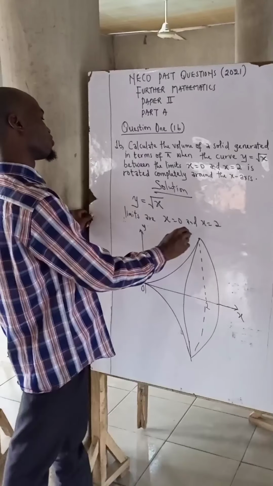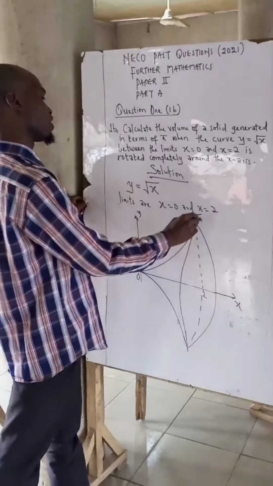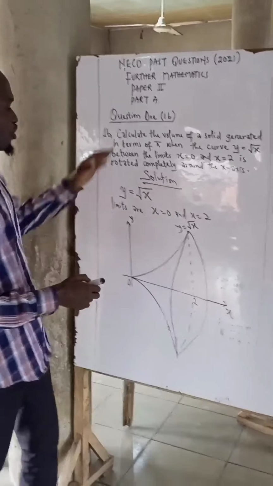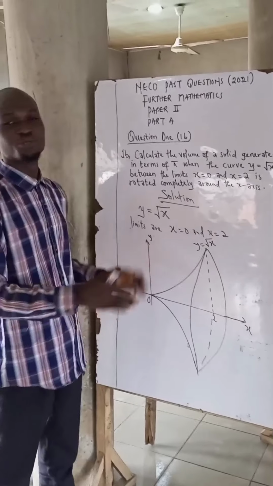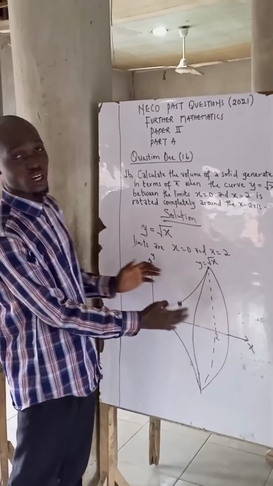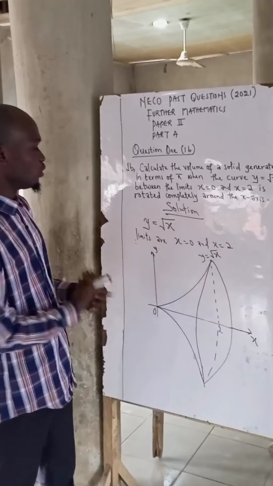So this is called y equal to square root of x. Now, if we continue, the diagram is not necessary at all. I just want to show you how the picture will look like.